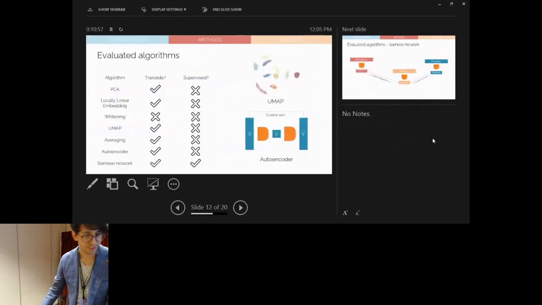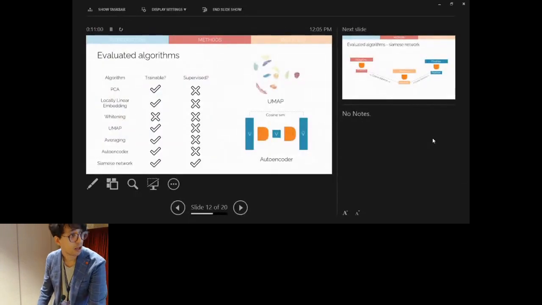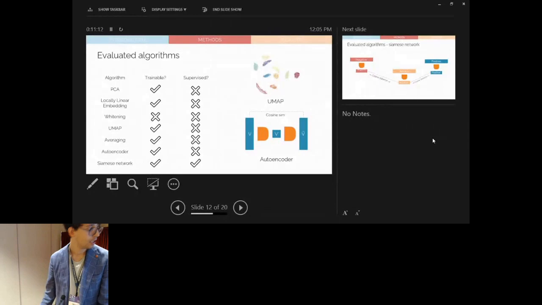The algorithms that we had evaluated, there were a lot, and most of them were the classical ones: PCA, locally linear embedding, the whitening transformation, and UMAP. And also, there is a mistake on the slide. Averaging is not trainable, but whitening is trainable. Those check and X should have been switched. But yes, averaging is not a trainable operation because we just take the d-dimensional vector and we average its elements into a single scalar.